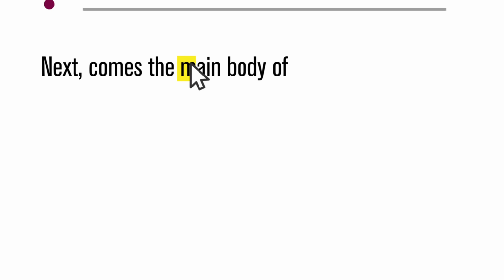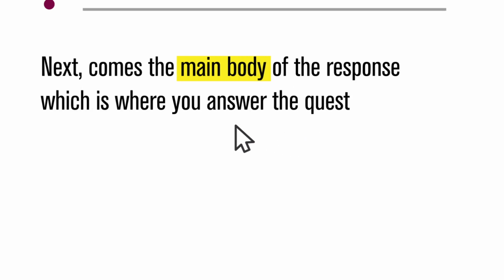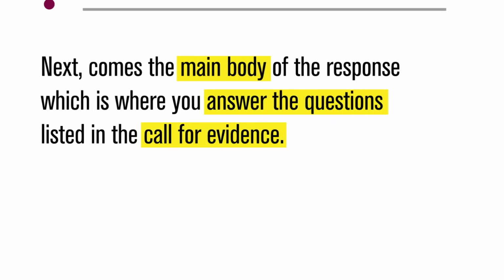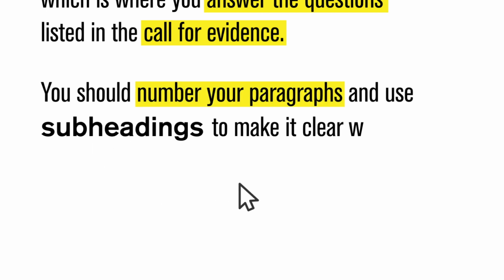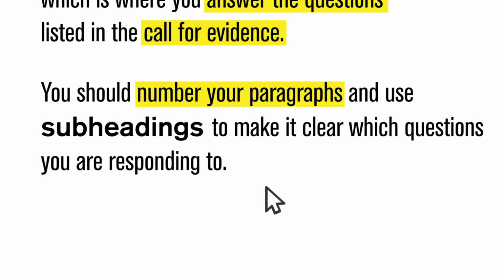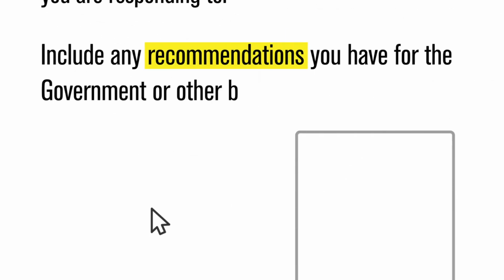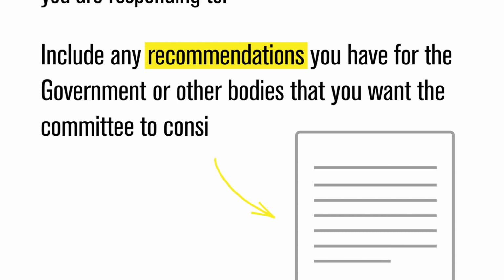Next comes the main body of the response, which is where you answer the questions listed in the call for evidence. You should number your paragraphs and use subheadings to make it clear which questions you are responding to. Include any recommendations you have for the government or other bodies that you want the committee to consider.